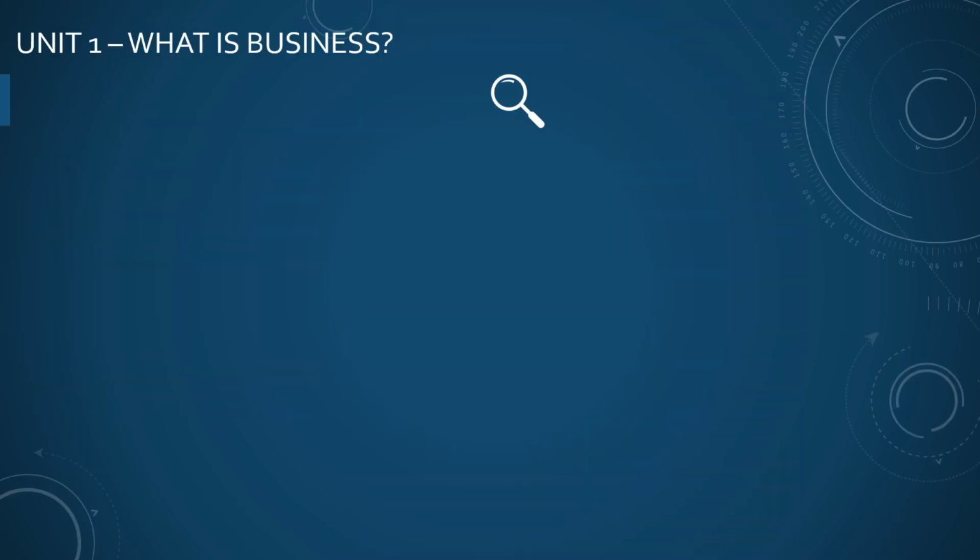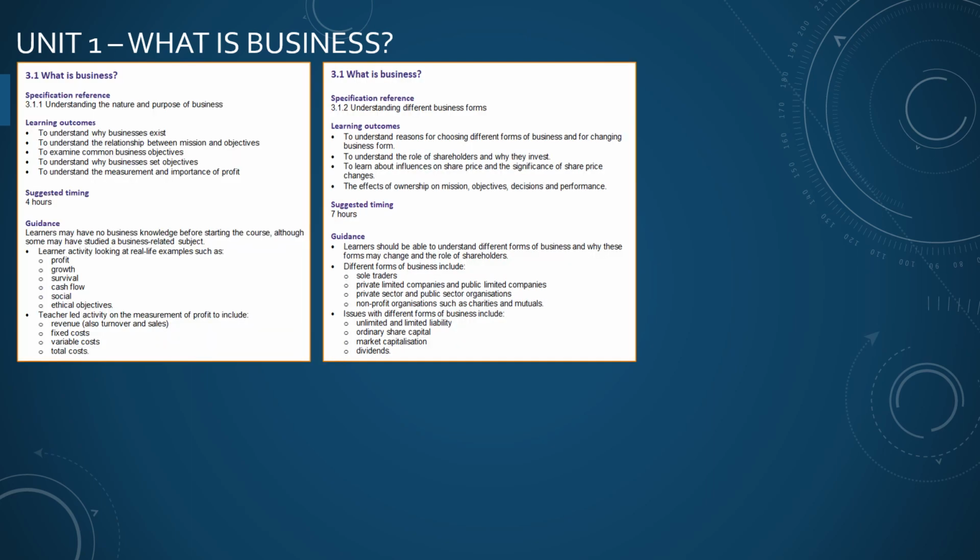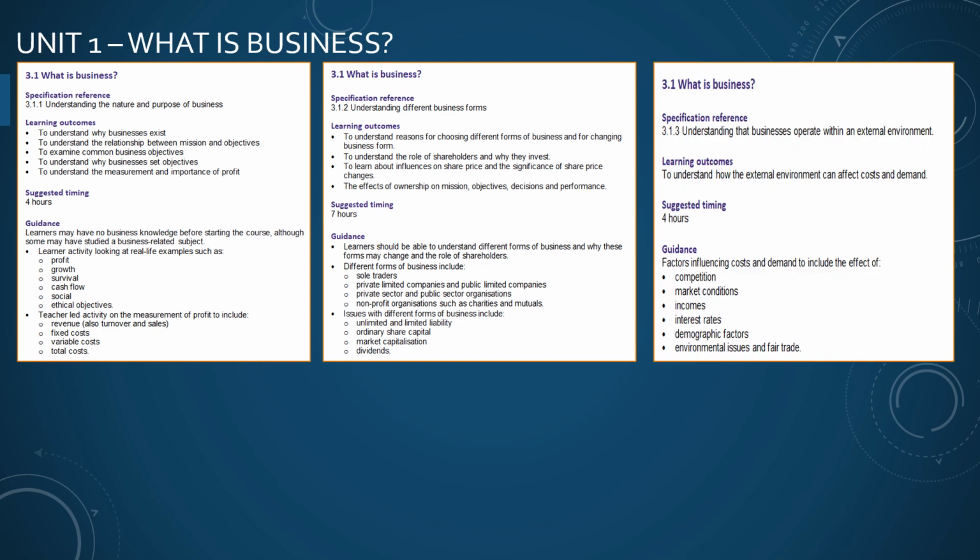Okay, so that's the end of this short presentation on Unit 1, What is Business? Quick reminder of the three areas. So there's three specific reference areas, 3.1.1, 2 and 3, with various learning outcomes. Now, I haven't obviously gone into it in much depth, but it's basically all the topics that are covered in a broad sense for this particular unit.